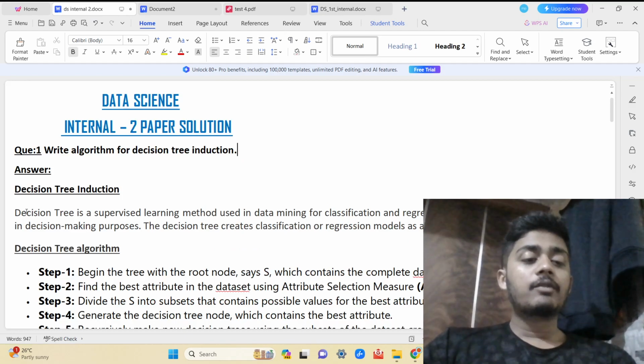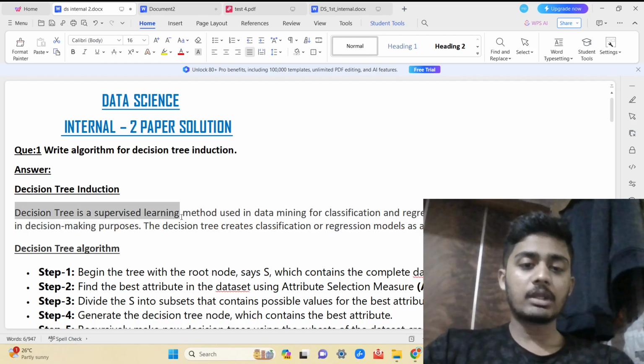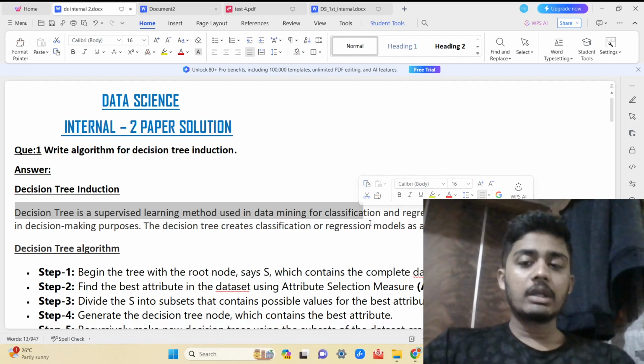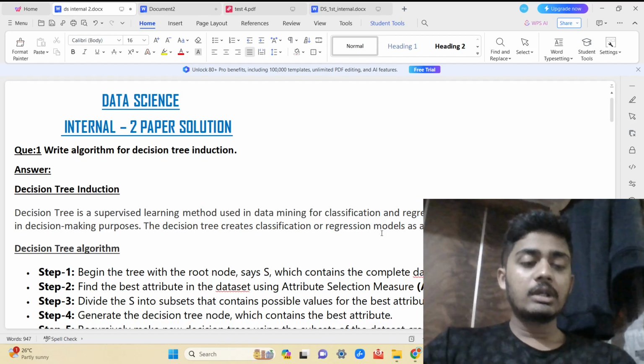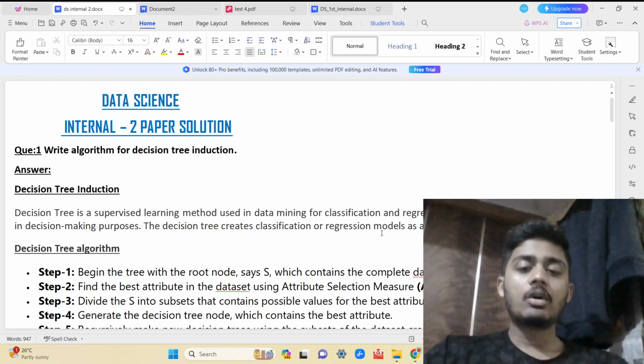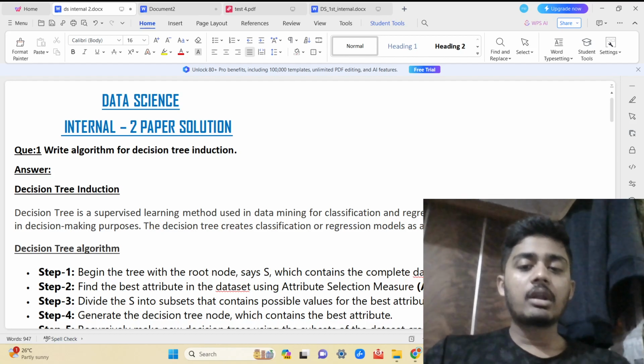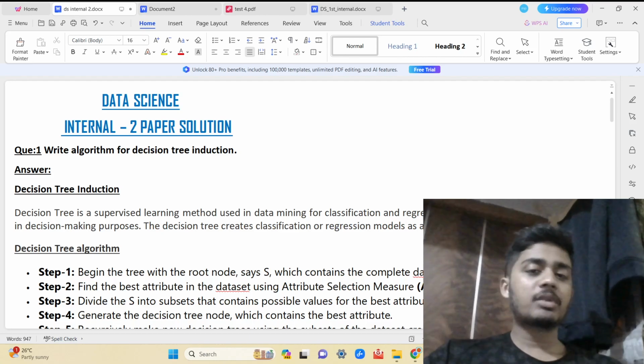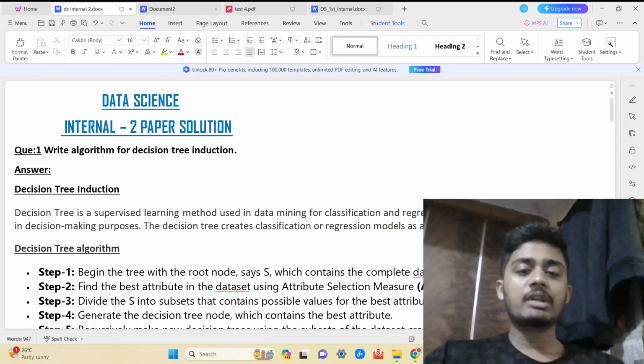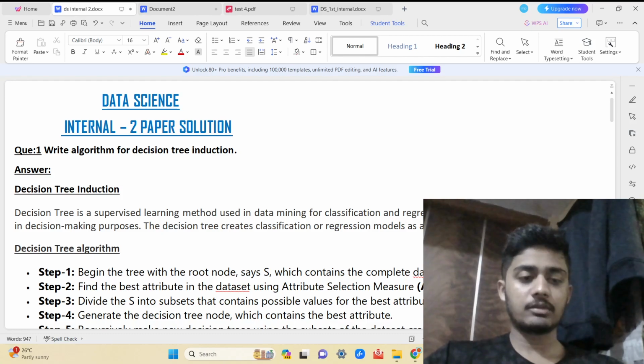So first, we have to find out what is a decision tree induction. A decision tree is a supervised learning method used in data mining for classification and regression methods. It is a tree that helps us in decision making purposes. Decision trees create classification or regression models as a tree structure. These classification and regression models are used for supervised and unsupervised learning in data science, and decision trees create important rules in regression and classification.